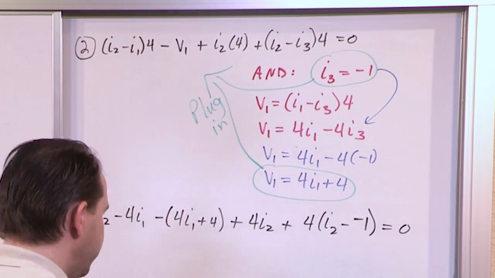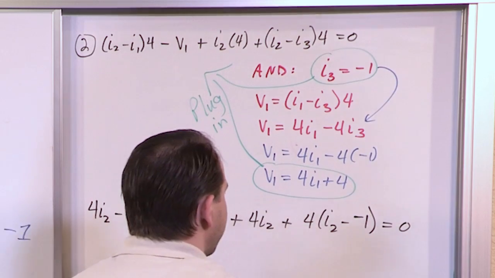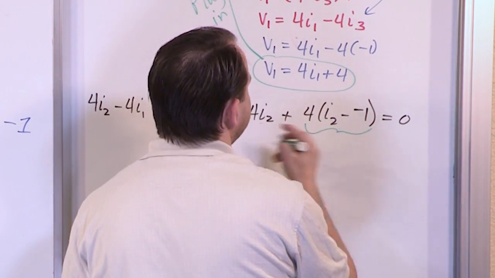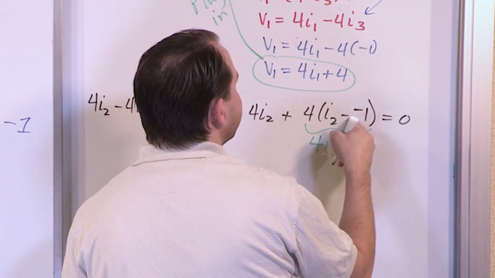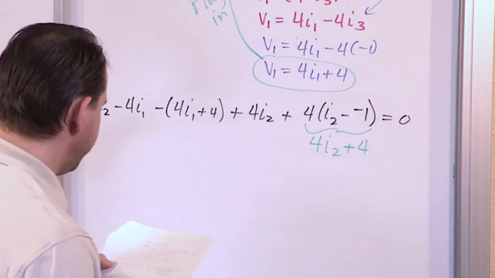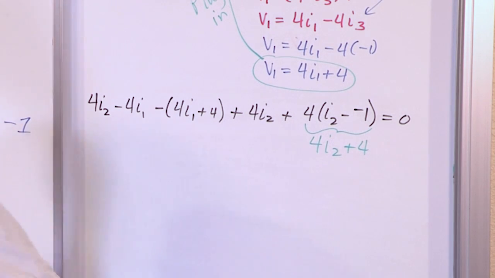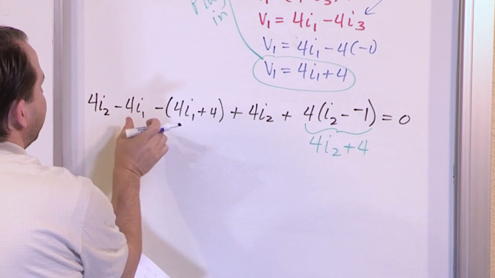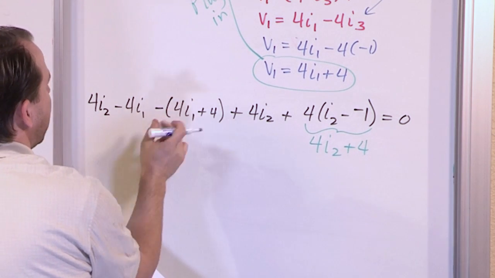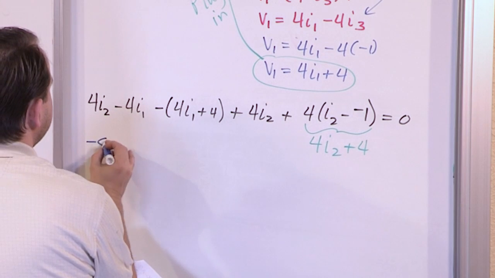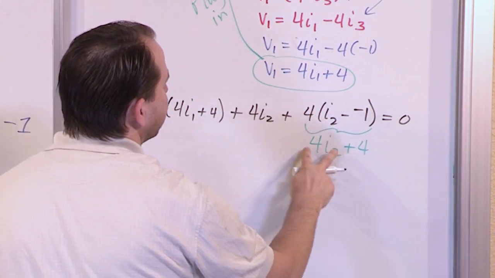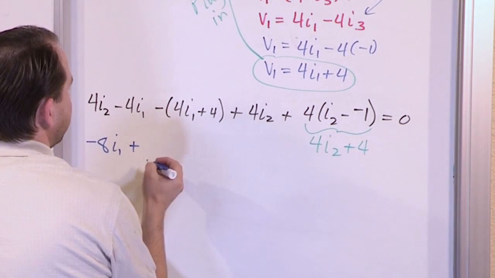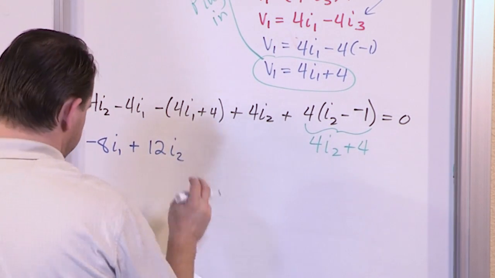So we've substituted in for everything we know, and over here, instead of writing the whole thing out, this is equal to 4I2 plus 4. This becomes a plus 1, so you multiply and you get this here. So when you take your time and you collect all of the terms, then for I1, what you have is negative 4I1 here and negative 4I1 here. So you have negative 8 I sub 1. And for I2, you have 4 plus another 4. So that's going to give you 12 I sub 2.